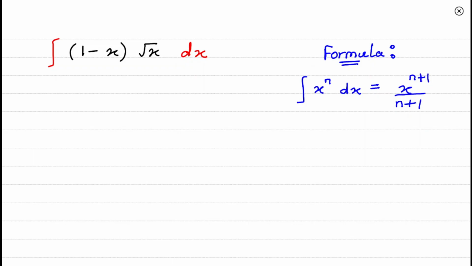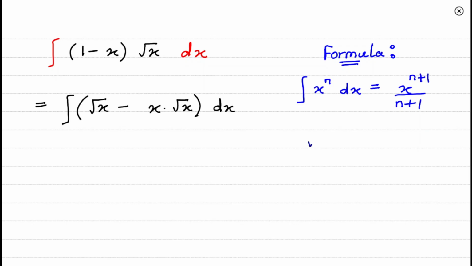In order to apply that power rule, we'll have to do some algebraic simplification first. What we mean by that is we have to multiply that square root of x inside of that bracket. So let's see what we get. We have the integral of square root of x times 1 is square root of x, minus square root of x times x is x square root of x. And we are integrating this with respect to x. I hope that makes sense.